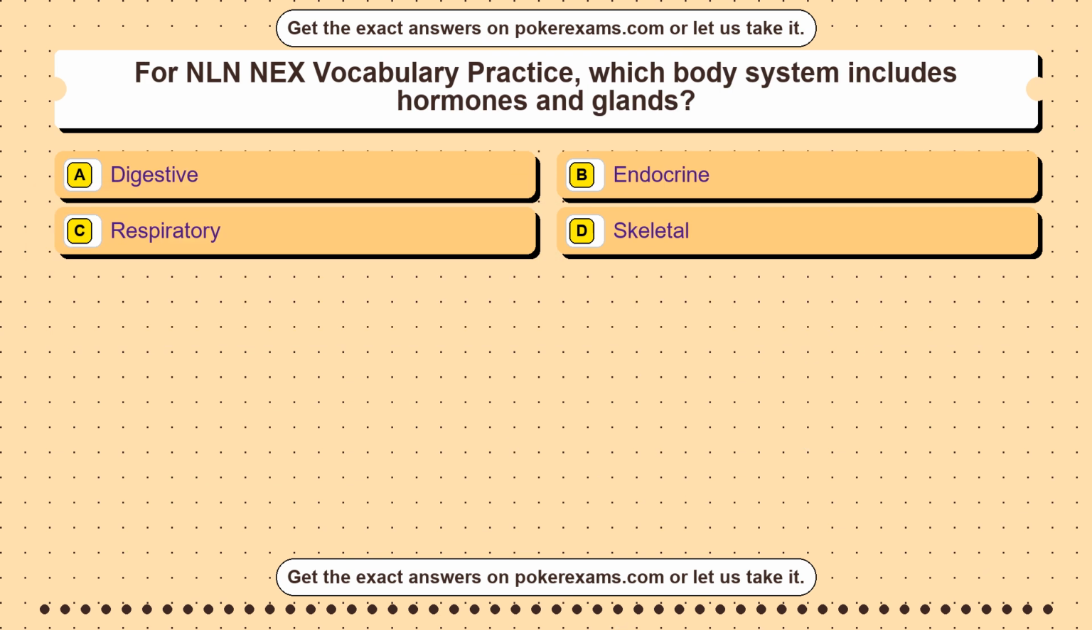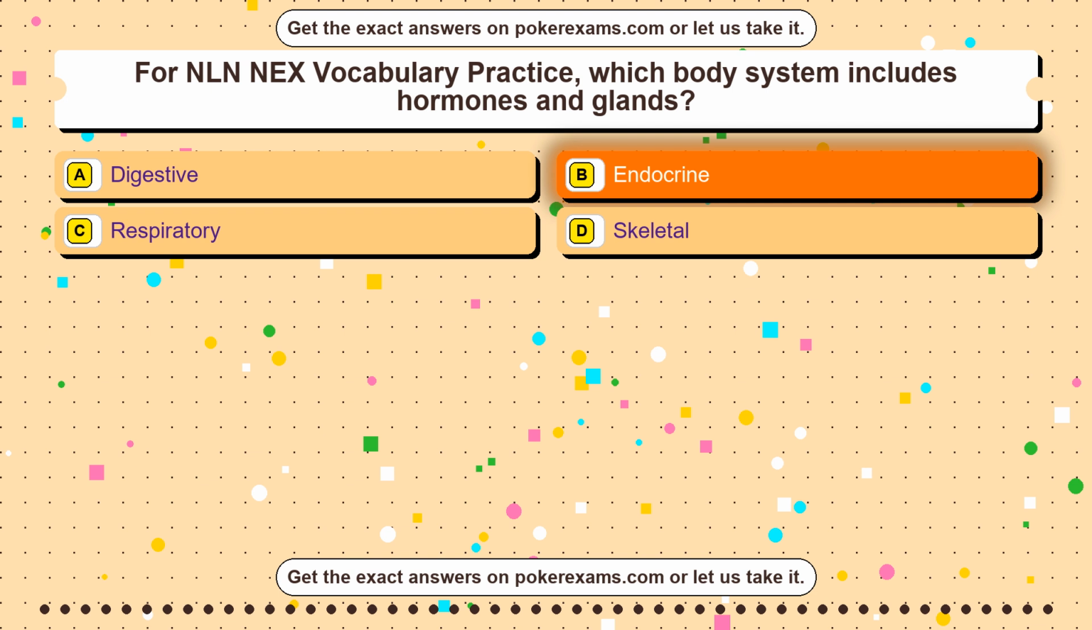Question 12. For GED test prep, which operation undoes multiplication by 5? Option A, multiply by 10. Option B, divide by 5. Option C, add 5. Option D, subtract 5. The correct answer is option B.